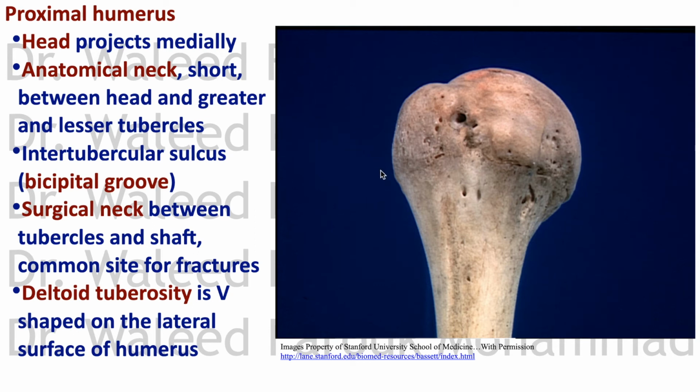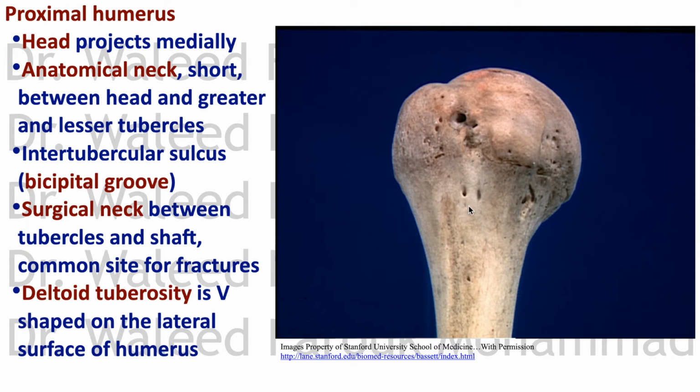Okay, the proximal humerus has a head. The head projects medially, and the neck always comes after the head. This is the anatomical neck, because there is another neck here, which is the surgical neck. Between the head and the tuberosities, the greater tuberosity and lesser tuberosity of the humerus, you can see the bicipital groove. This is the bicipital groove or intertubercular groove, and the surgical neck is between the tubercles and the shaft of the humerus. It's called surgical neck because it's common to be fractured here.